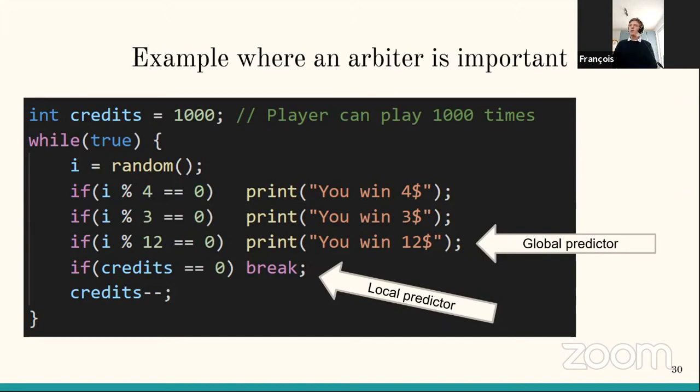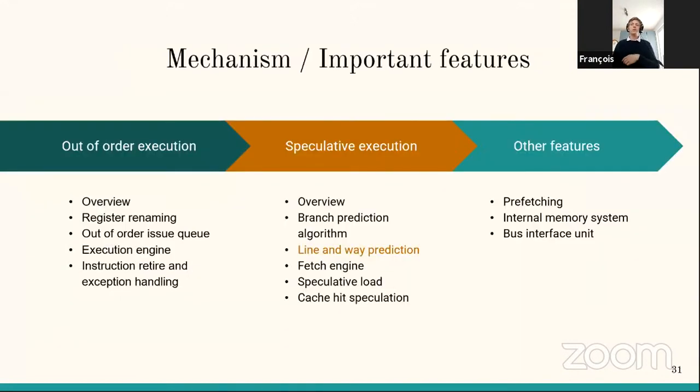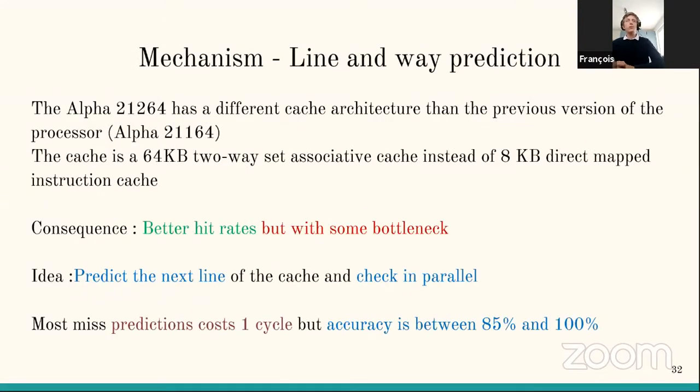So now let's move to another important feature, which is the line and way prediction. The Alpha Microprocessor 21264 has a different cache architecture than the previous version of the processor, the Alpha 21164. This cache is a 64 kilobyte two-way set associative cache instead of an 8 kilobyte direct mapped cache. This is better because it has a better hit rate, but there are some bottlenecks because you have two lines in the cache and you need to wait, I think, maybe one more cycle to check which line has the value of the cache. So basically it's a small overhead.